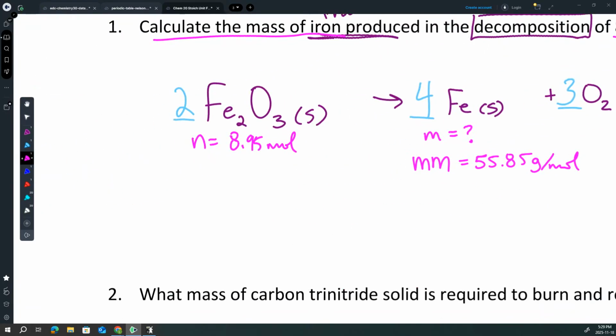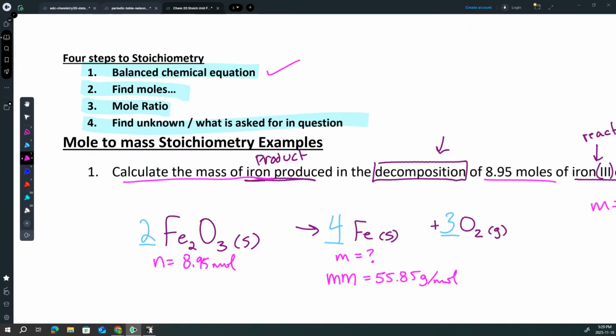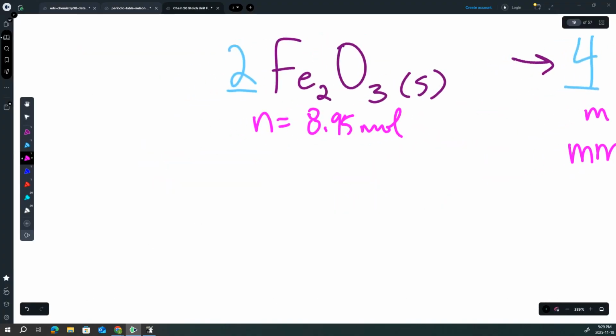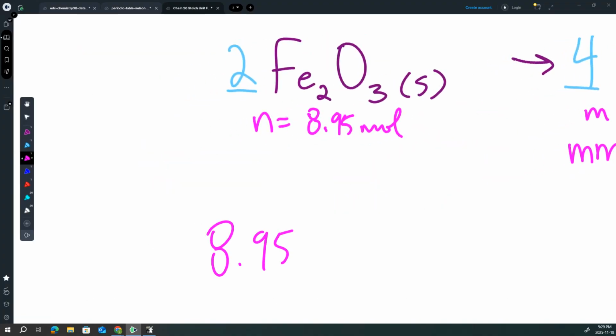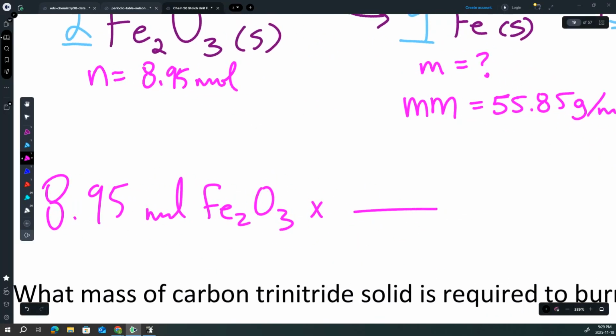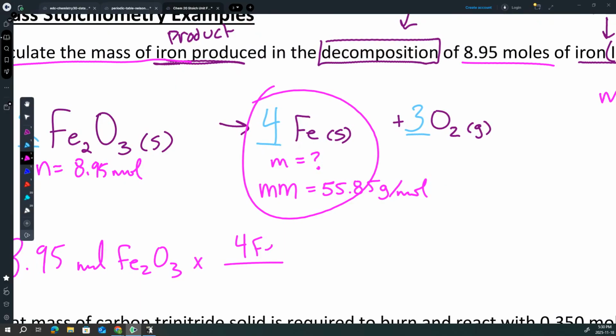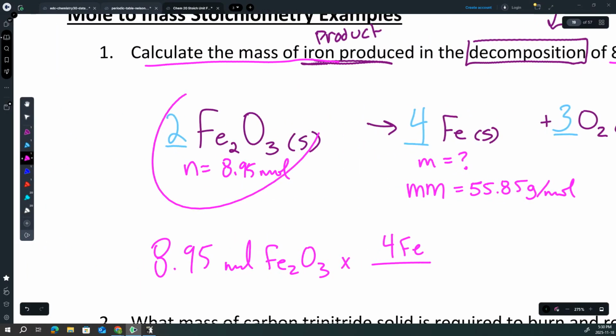All right, now that we got all of our information organized, let's start figuring this out. So again, balanced chemical equation, we've figured that out. Moles of our given, we were given that in the question. So now we're on step 3, mole ratio. Okay, so 8.95 moles of iron 3 oxide times by a fraction sign. So now this is the mole ratio. So what we want is iron. What we are given is iron 3 oxide.